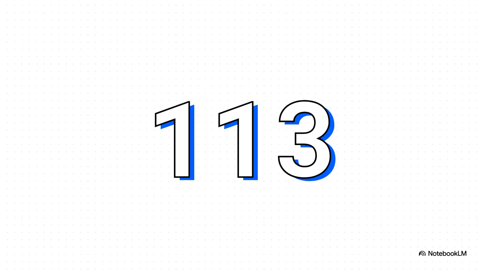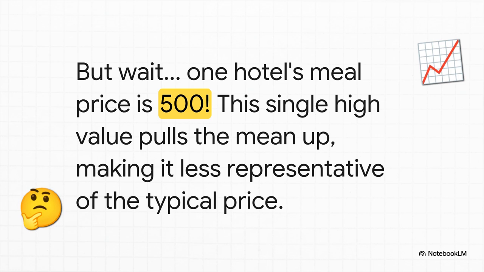But hang on a second, take another look at that list. Does $113 really seem like a typical price here? I mean, most of the options are way less than $100. So what in the world is going on? Aha, there's our troublemaker. That one super fancy hotel that costs $500. This is what we call an outlier. It's an extreme value that's just way off from the rest of the group.